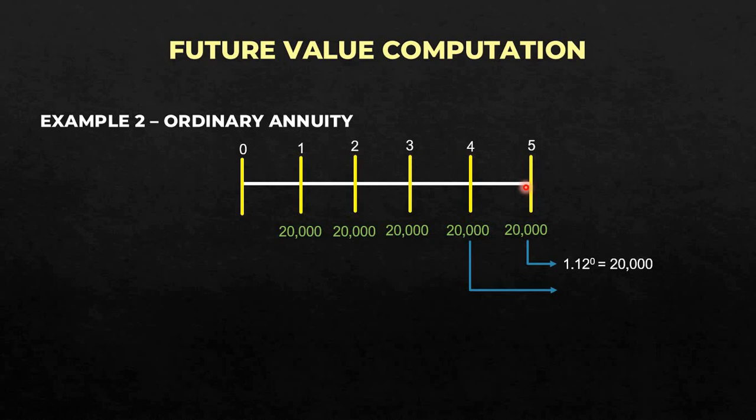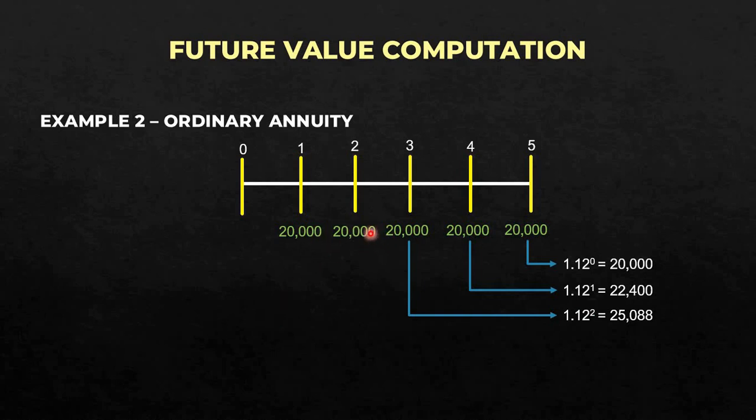So kaya ang ating future value is 22,400, which is computed as 20,000 pesos times 1.12 raised to positive 1. Tapos, ito namang 20,000 na ilalabas natin at 3rd year, syempre, bago niya ma-reach yung 5th year, dadaan siya ng dalawang compounding period. Kaya ang exponent natin is positive 2, tapos ang sagot is 25,088, na-compute as 20,000 times 1.12 squared.